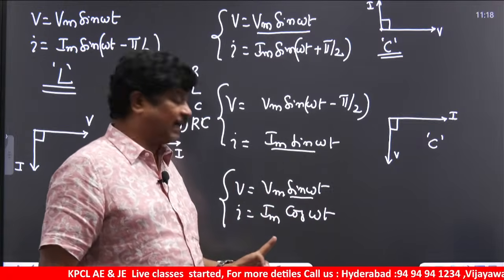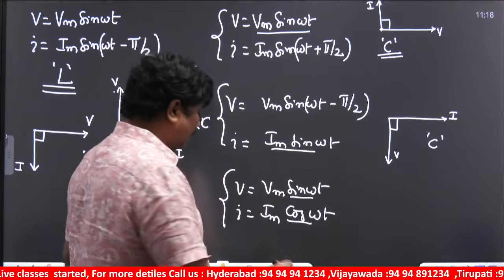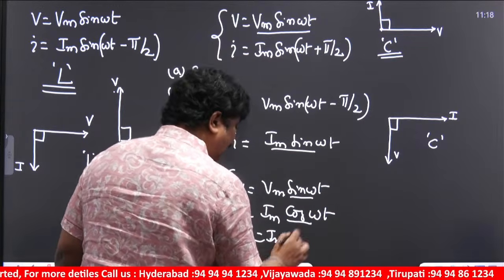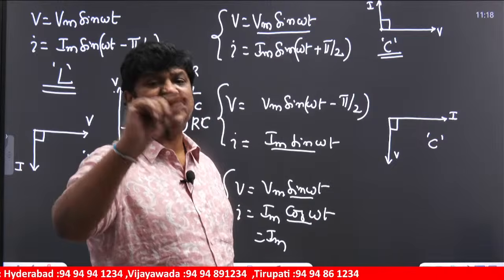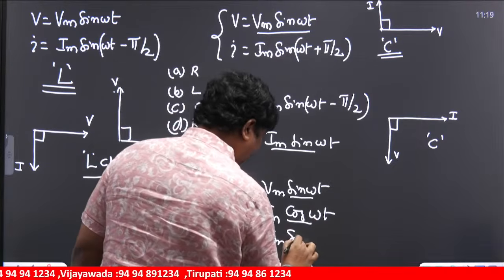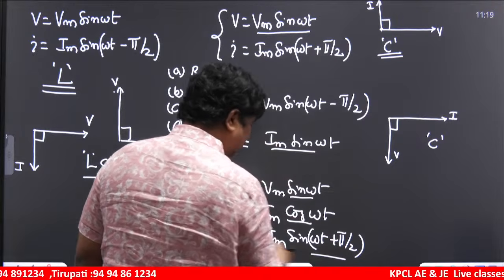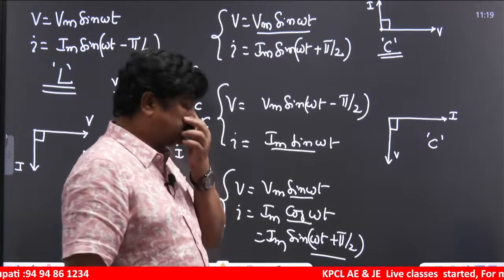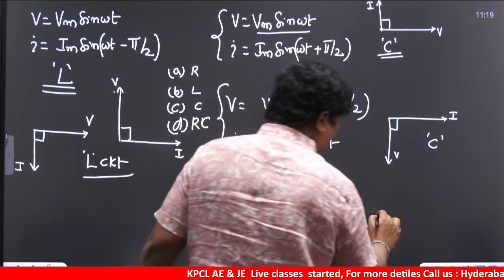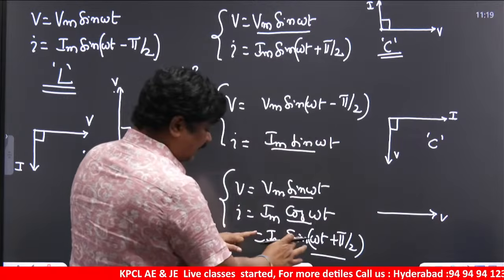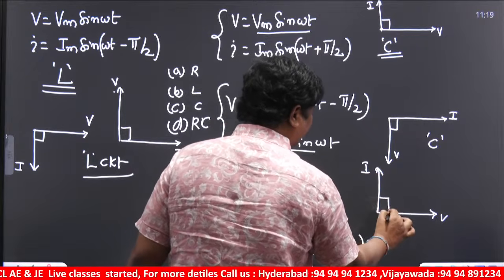Vm sin omega t. Okay, it is in sin omega t. But in the next one it is cos omega t, so we have to convert into sin omega t. How to get this? Im cos omega t can be written as sin omega t plus pi by 2. Now what happened? Vm sin omega t is here, this is V. Where is current? Sin omega t plus 90. This is current I. Hence it is a capacitor.